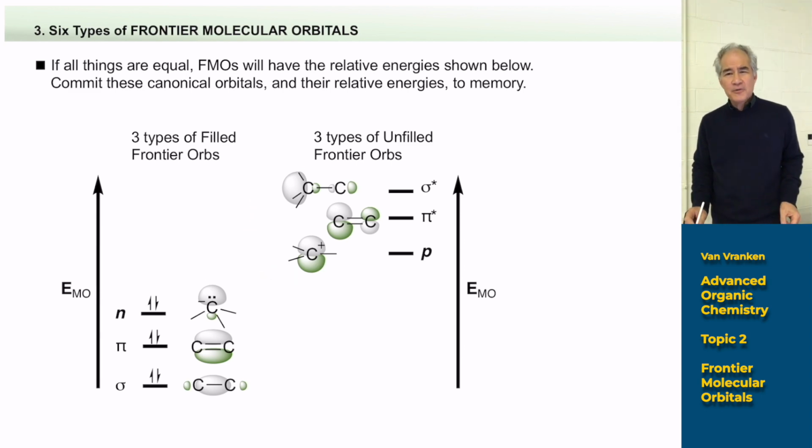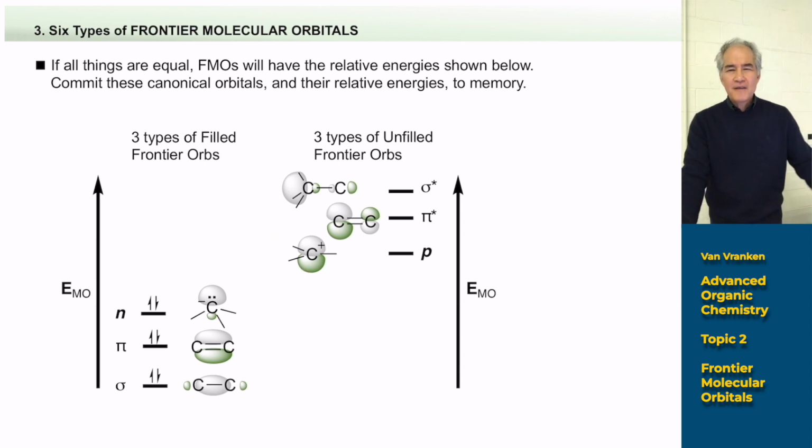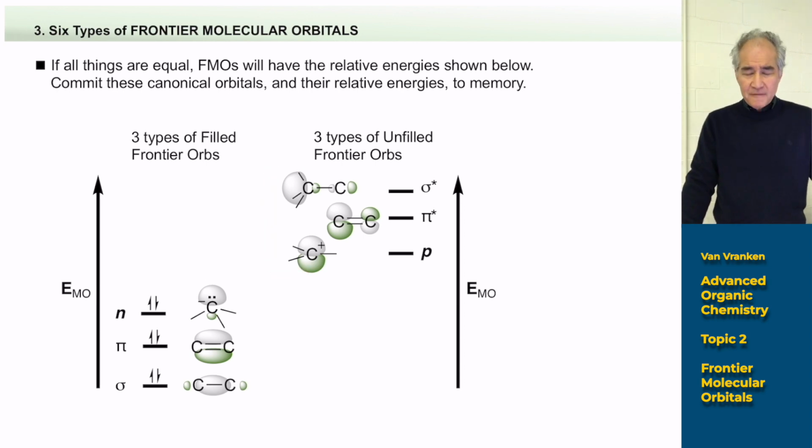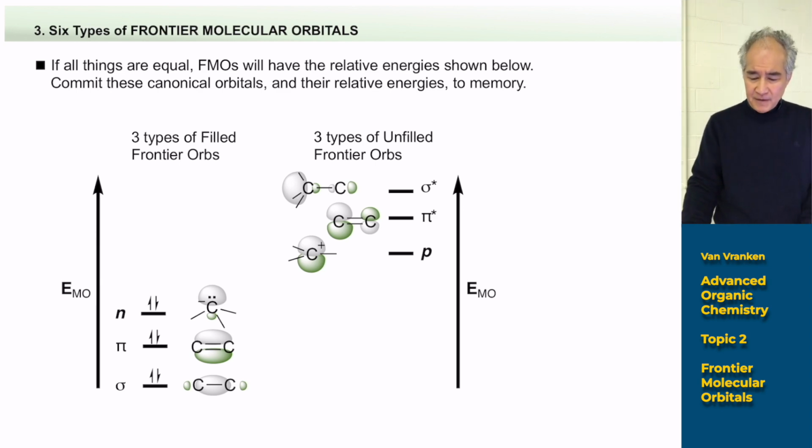Every single arrow that we push in this class is going to start from one of these 3 classes of filled frontier orbitals. And every single curved arrow will end at one of these 3 types of unfilled orbitals. So these are the 6 canonical types of frontier molecular orbitals. And it's powerful for you to memorize the energies of these orbitals, because if all else is equal, then what you want to do is start your arrows from the most reactive pair of electrons.